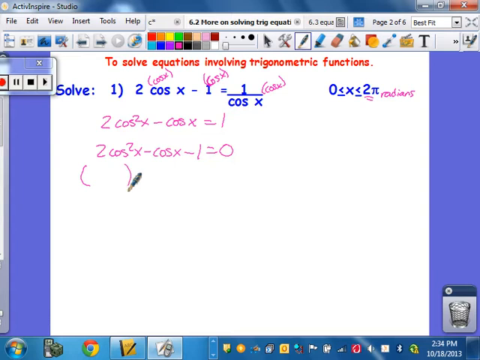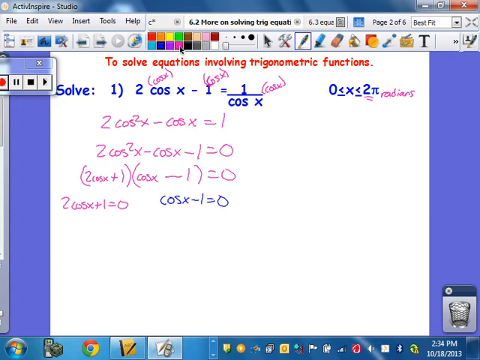So I'm going to set my 2 sets of parentheses. So 2 cosine x, and it's a 1 and a 1. 1's negative, and I need my adding to be negative. So this is a negative, and that's a positive. Okay, now you just set them both equal to 0 separately. So 2 cosine x plus 1 equals 0. And then the other one will be cosine x minus 1 equals 0.